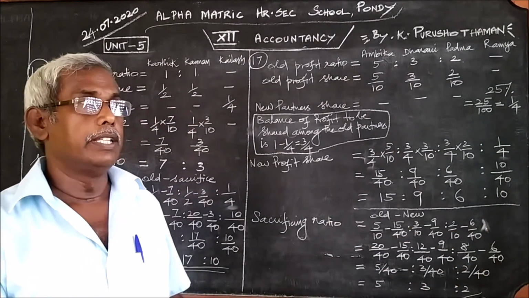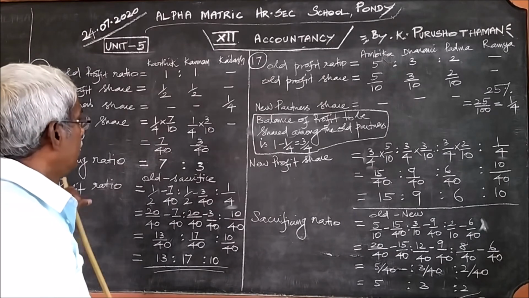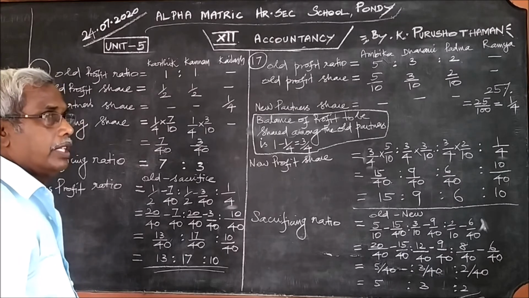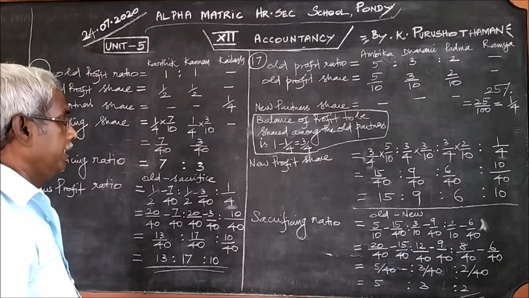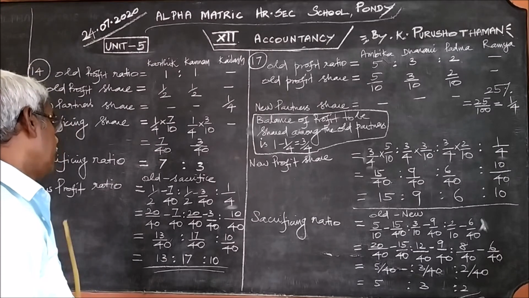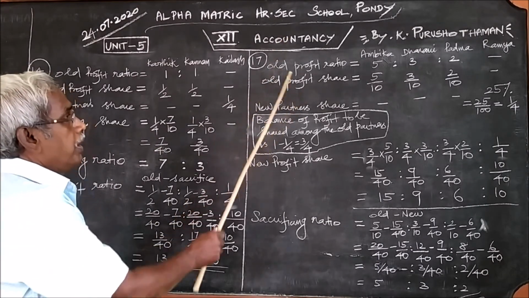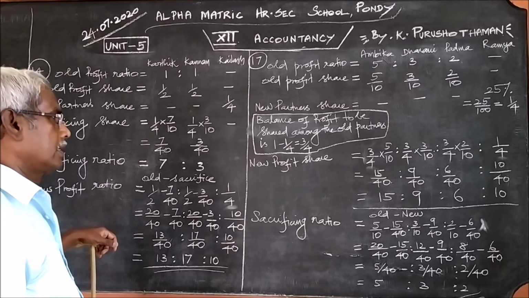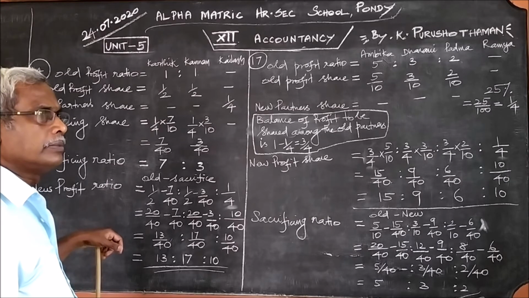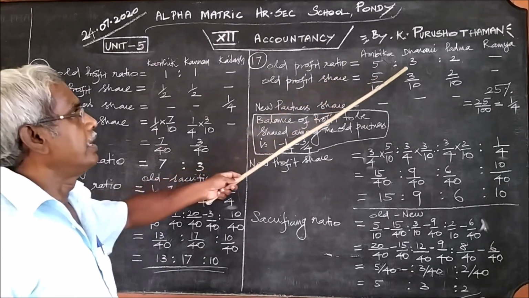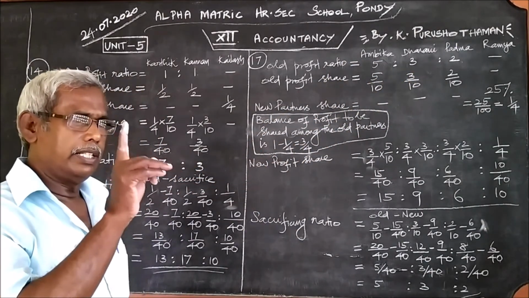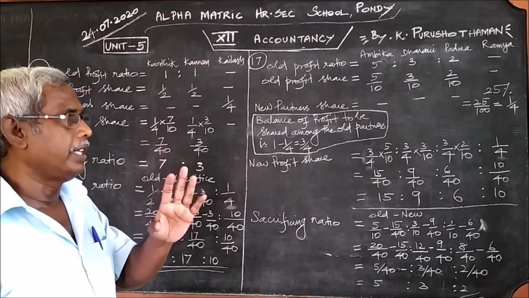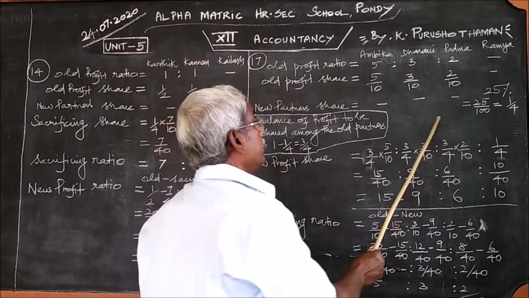Once again, I repeat the same. These problems are typical problems, so I did not teach you the whole of it yesterday. See, now you can find why it was stopped yesterday. You can see this in this problem. The old profit ratio of the partners is given as 5:3:2. Another condition given in the problem is that 25% of the profit is given to the new partner, that is Ramya.